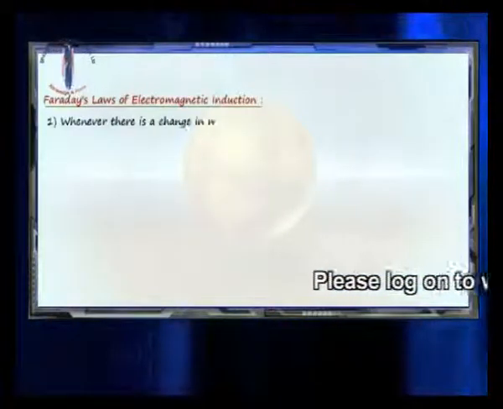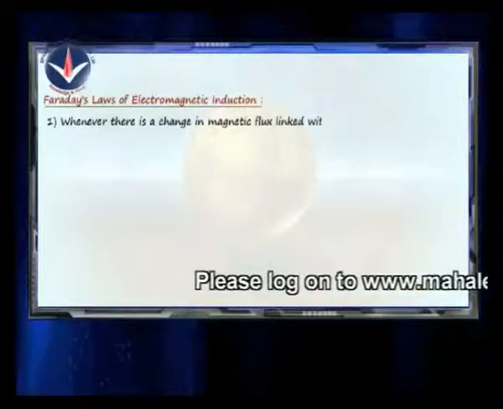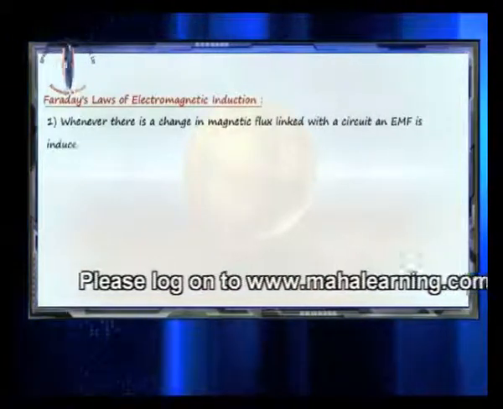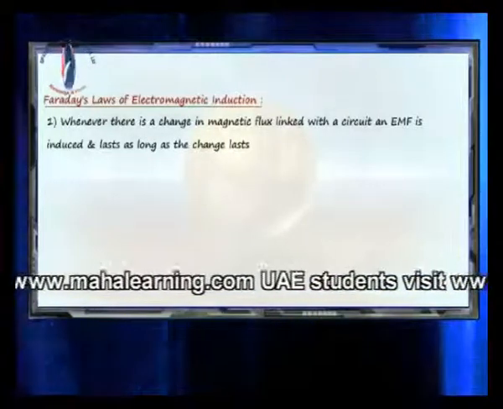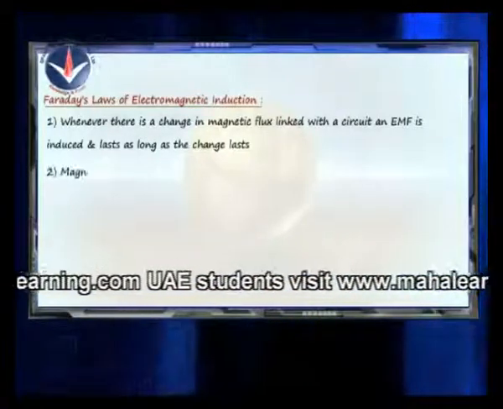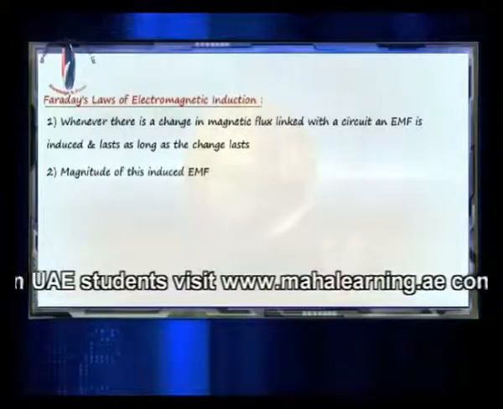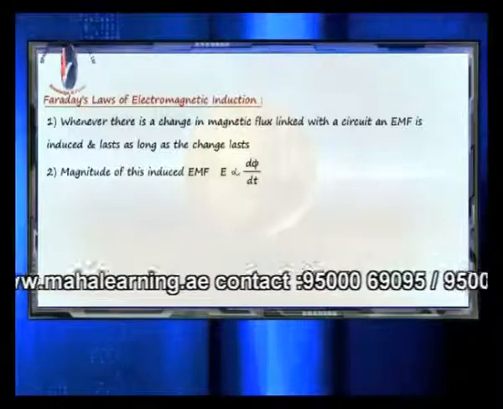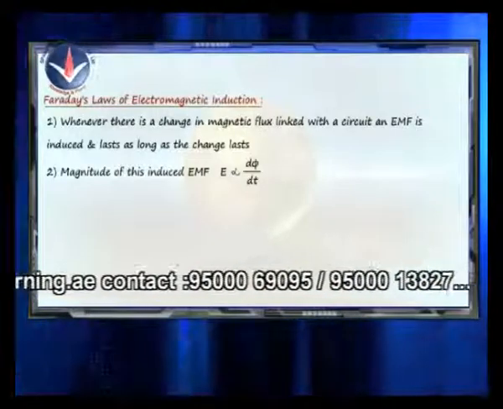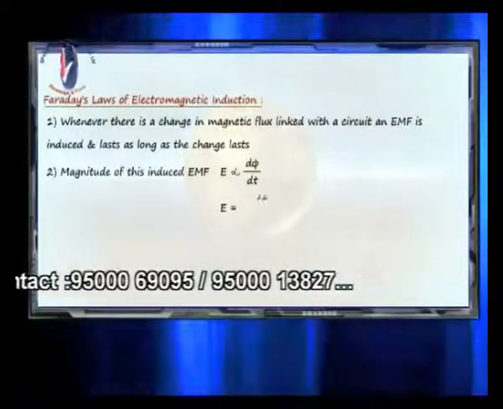The first says that whenever there is a change in the magnetic flux linked with the circuit, an EMF is induced, and lasts as long as the change lasts. The second law says that the magnitude of this induced EMF, say E, is proportional to the rate of change of magnetic flux. So, E is equal to minus d phi by dt.